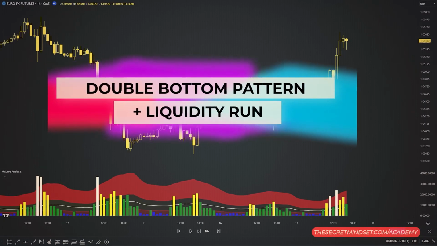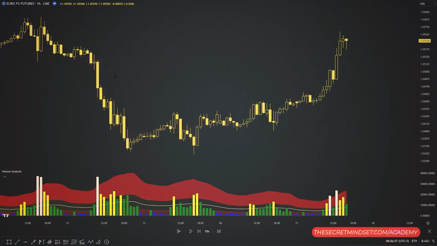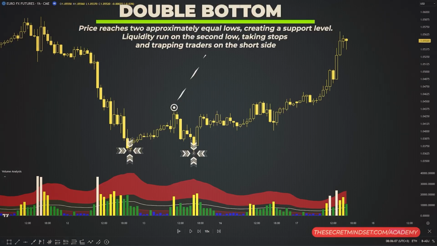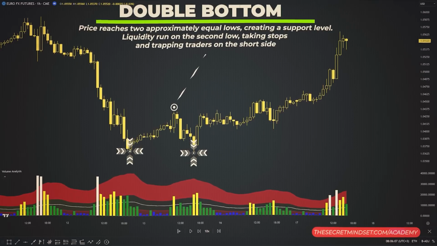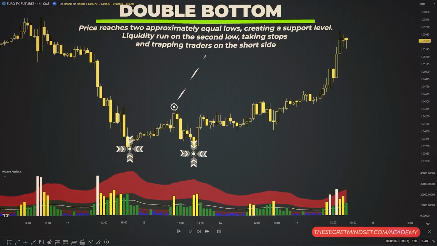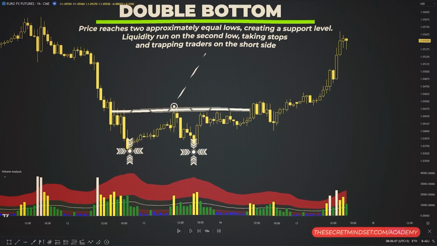In a double bottom pattern containing a liquidity run, we start with a bearish trend continuation pattern, a bearish BOS. The price reaches approximately equal lows, creating a support level. Again, I like to see a liquidity run on the second low, taking stops and trapping traders on the short side. The swing high between the lows forms the neckline.